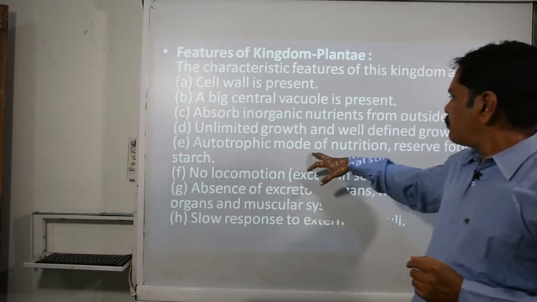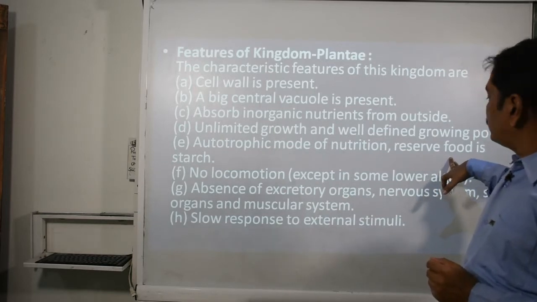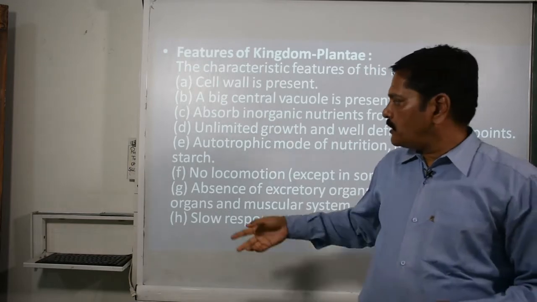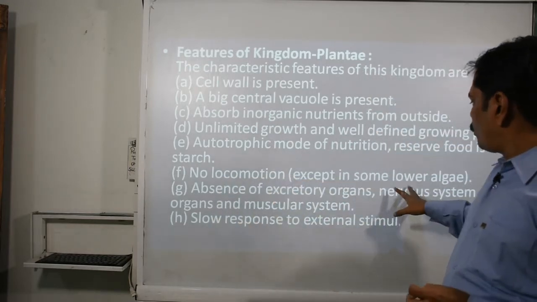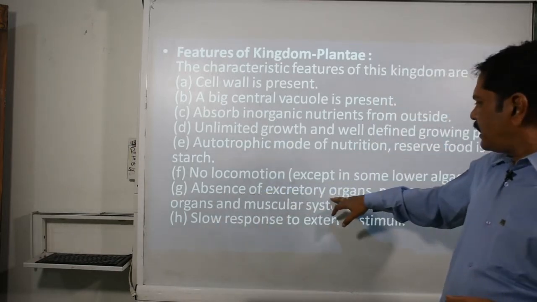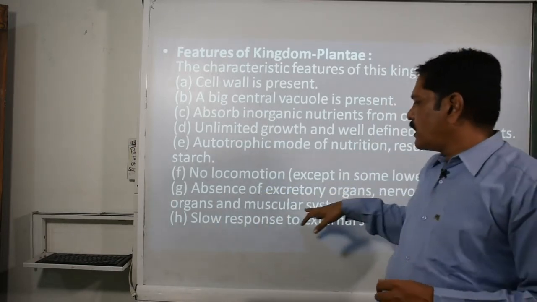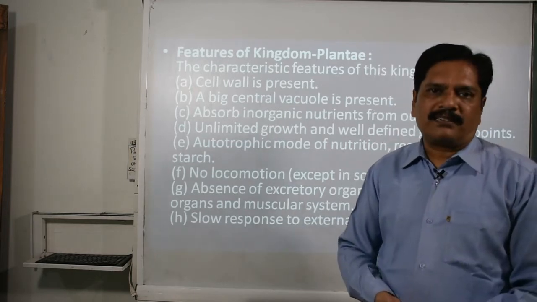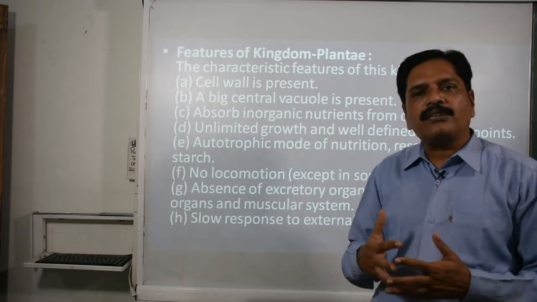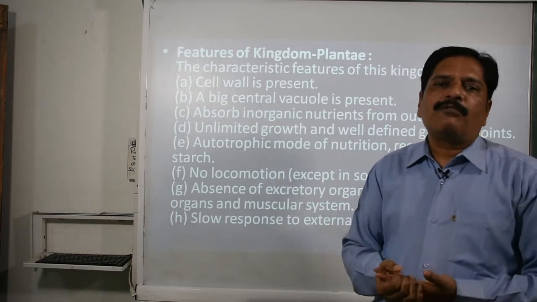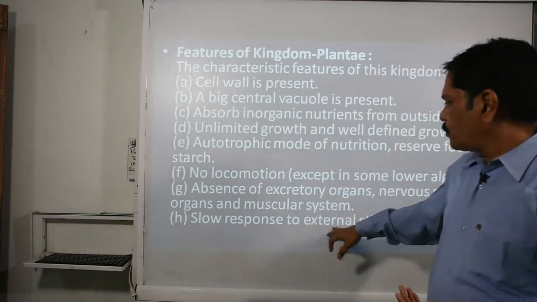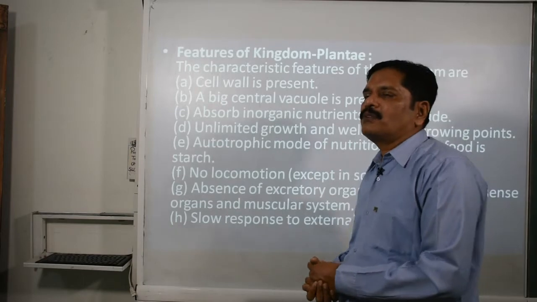Then the autotrophic mode of nutrition is present, and the reserve food is starch. Next, no locomotion is observed except in the primitive algae. Clear? Then there is absence of excretory organs, nervous system, sense organs and muscular system, because no such higher responses were given by them. That's why very poorly developed systems were there. Then there is a slow response to external stimuli.